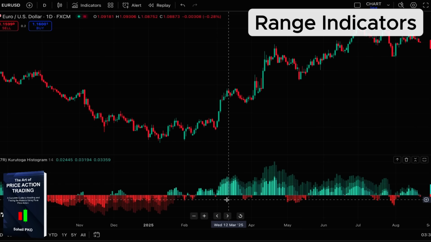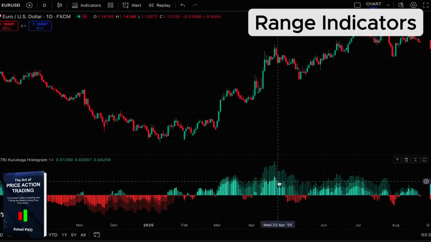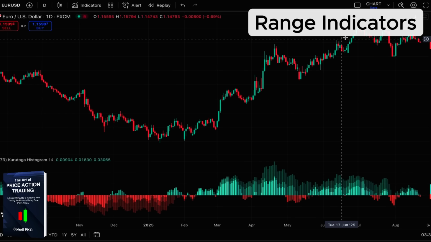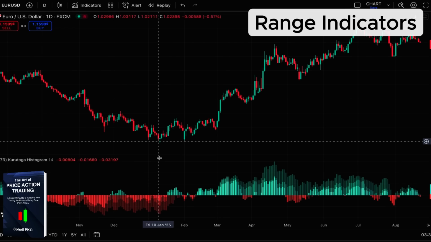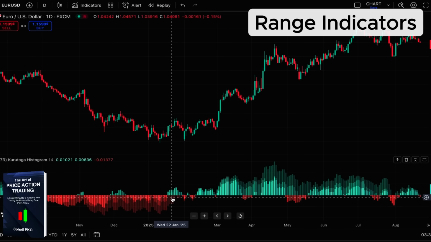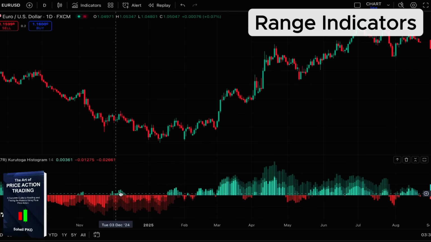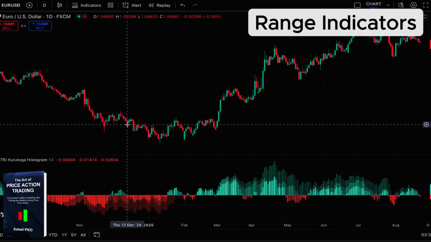In times that the histogram is only on one side, it shows that the price is moving in that direction. Above the center line and green, the price is advancing, and below the center line and red, the price is declining. But in times that at the same time we have both of the histogram above and below the center line, it shows that the trend is losing a strength, which could be either for a pullback or flat market.